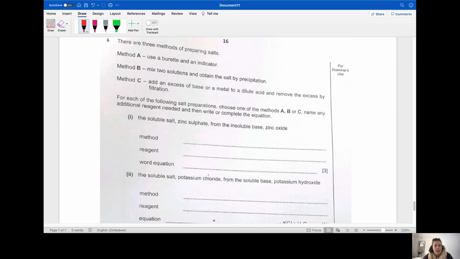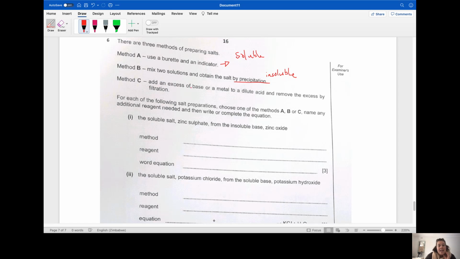Right, last question. Making salts. I cannot believe that you got this wrong. We had just done this. What is the salt? How do you prepare it? Simple. Using a burette and an indicator, you should be thinking, both of my acid and my base are going to be soluble. If I mix 2 solutions and I'm getting a salt by precipitation, that must mean I'm making something that is insoluble because I've got that precipitation coming out.